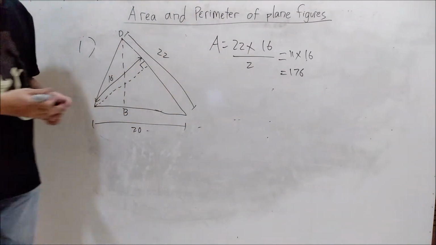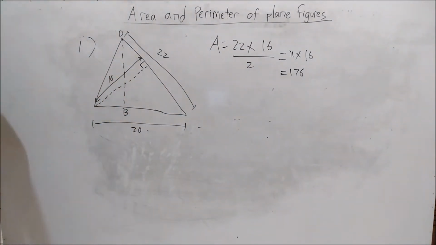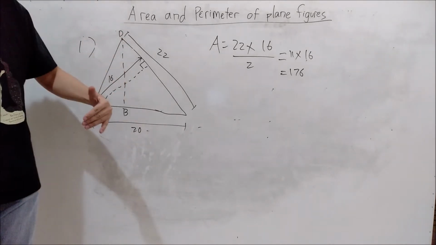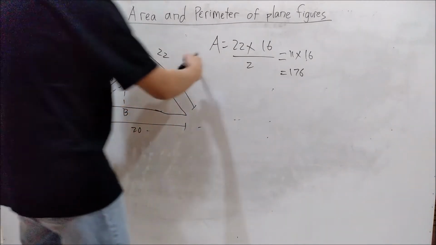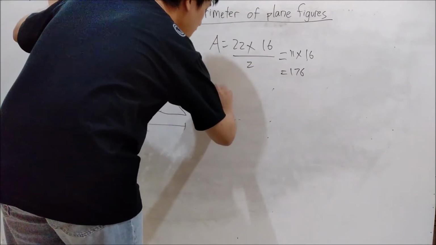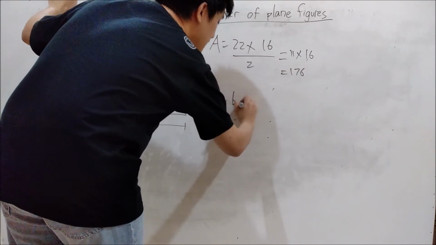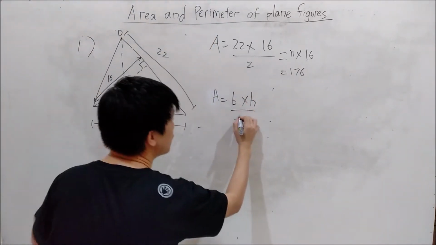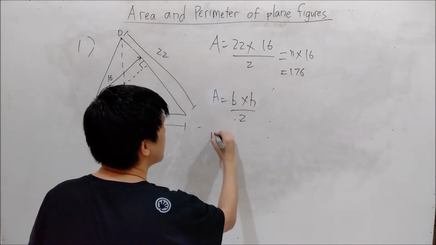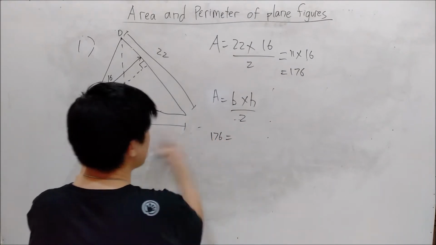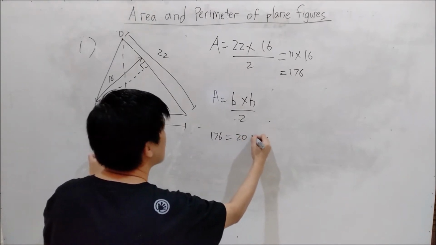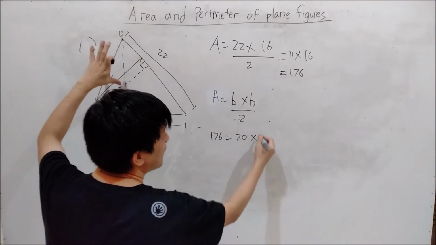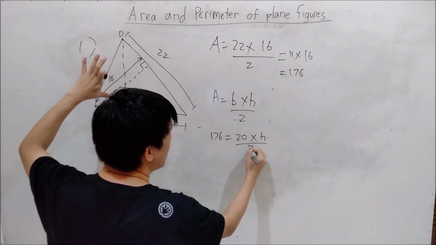176. So 176 will be the area of this triangle. The area of the triangle does not change. I just want to change the way I see it. Instead of using 22 as a base, now I will use 20 as a base. So the same formula, area will be base times height divided by 2. So the area 176 equals the base, 20, times the height, which is the one that we are looking for, divided by 2.